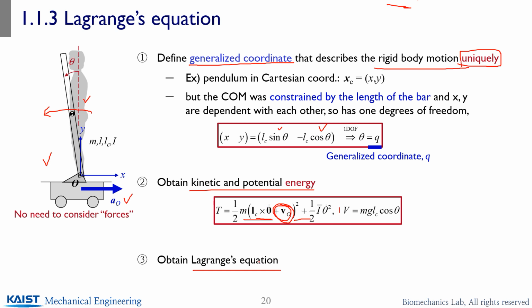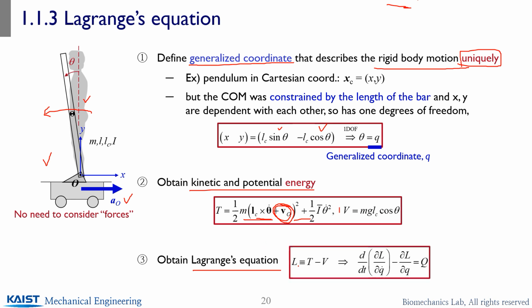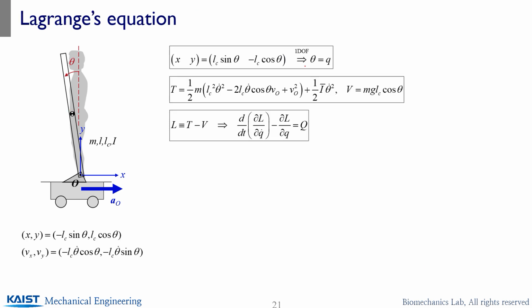Okay? Now you can plug those into Lagrange's equation, where the Lagrangian is defined by T minus V, and you have a derivative with respect to q dot, here theta dot, and partial L over partial q. And also, if there's an external force, you should also consider that. Okay, so let's derive Lagrange's equation further to end up getting the equations of motion.